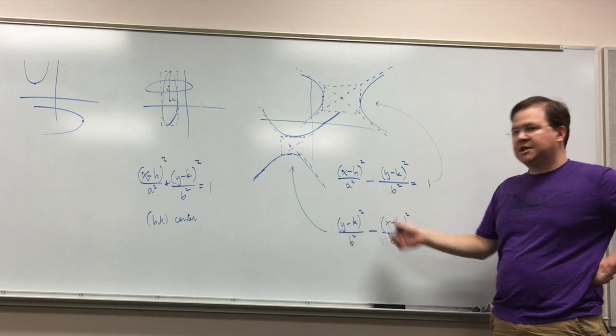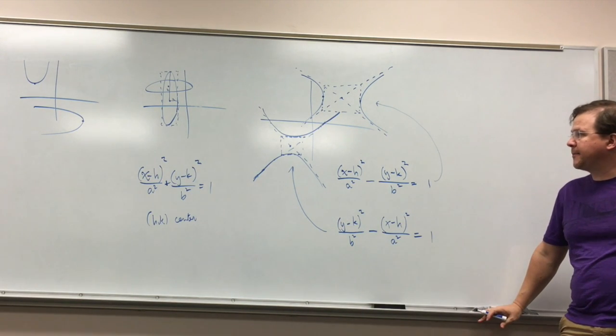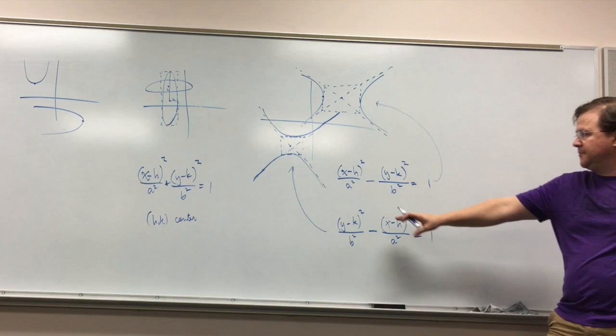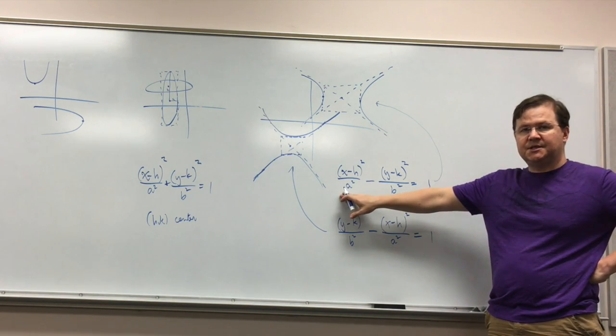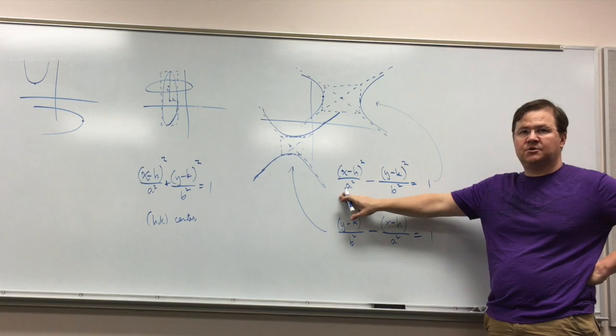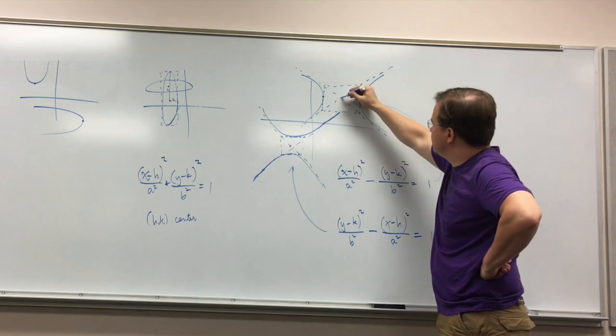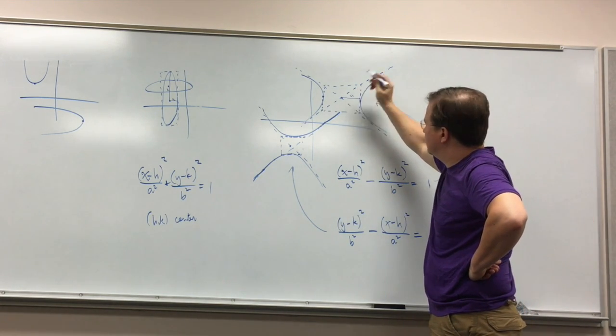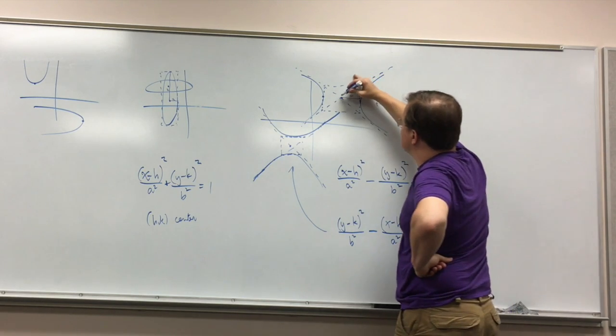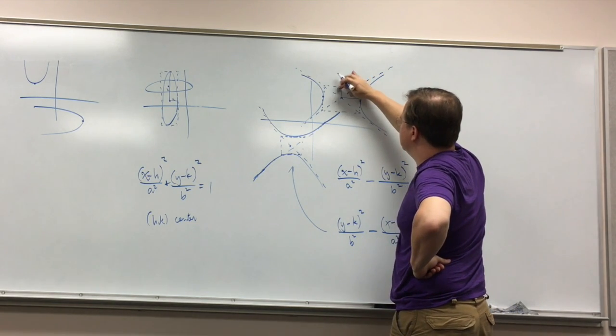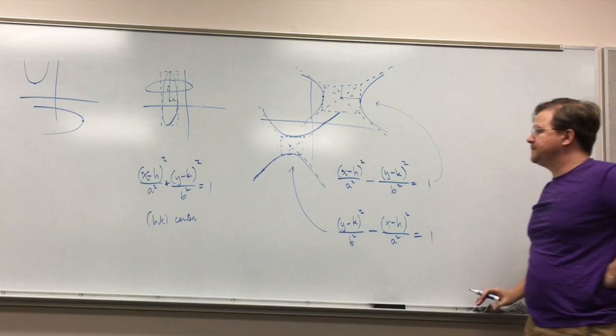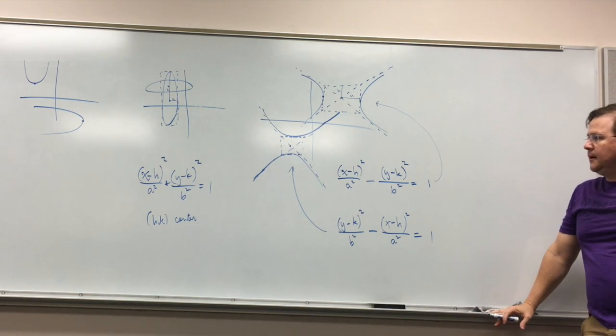So just like over there, H, K is still the center, right? Just like over there, A is the distance from the center to the edge of the box in the x direction. So right here, this distance would be A, and this distance right here would be B, right?